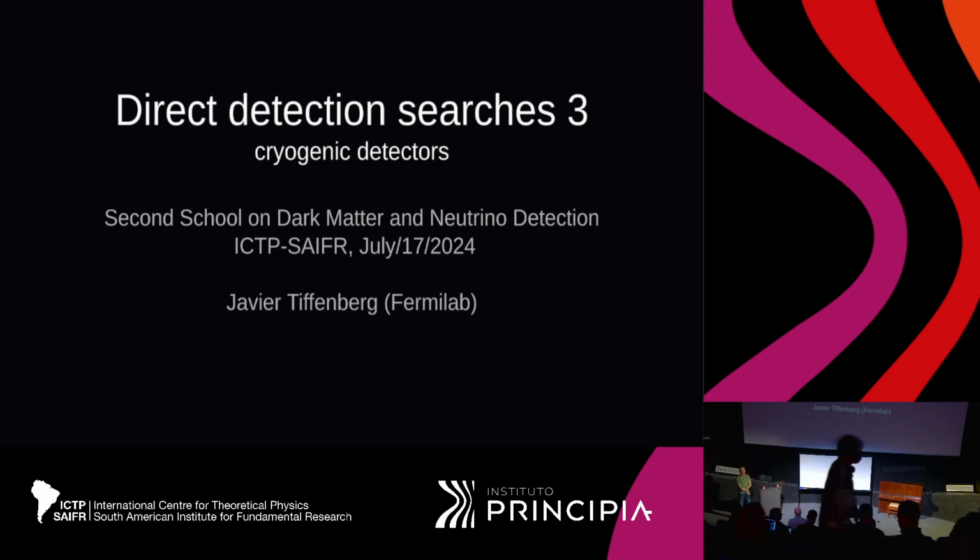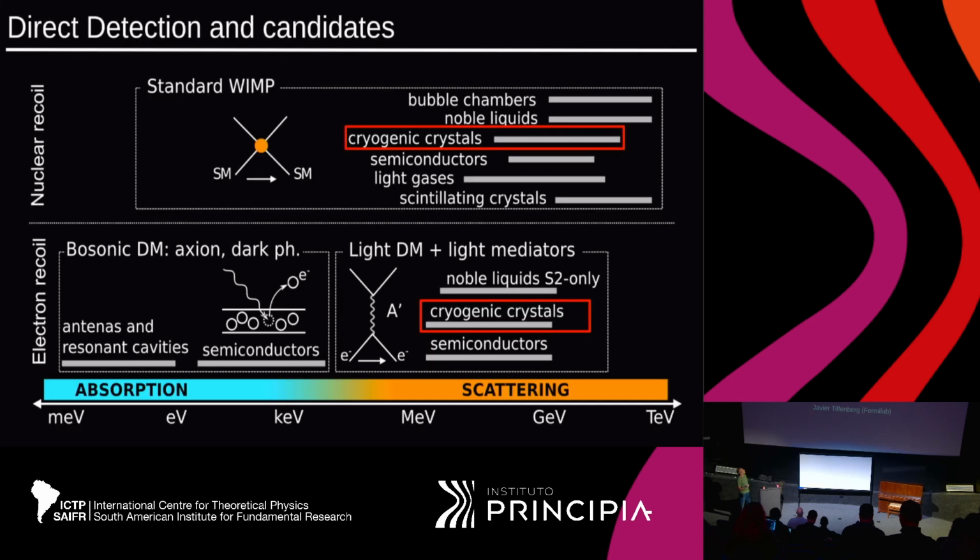Okay, so the third lecture. Today we're going to discuss another technique that goes slightly to lower masses for the dark matter candidates. That is the cryogenic crystals in general, but we are also, if we have time, going to discuss some new ideas with cryogenic superfluids. The candidates that we will be looking into are, well, still the standard WIMP.